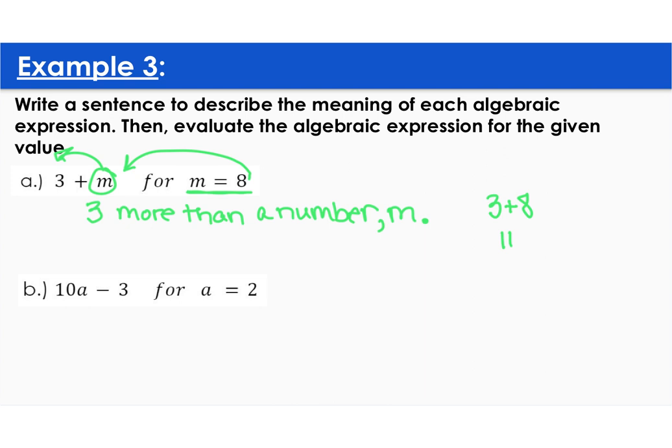So I have 10a minus 3. So here's that less than word again. So I can go 3 less than the product, because that's the multiplication of 10 and a.